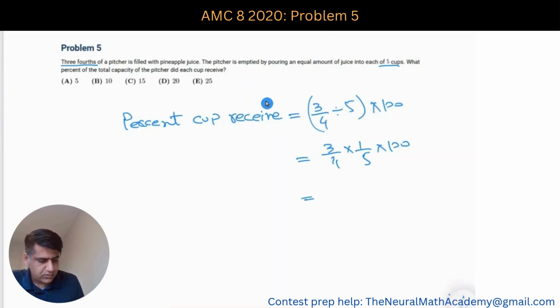And now if we solve, we will then get 15%. So the answer is then C for this problem.